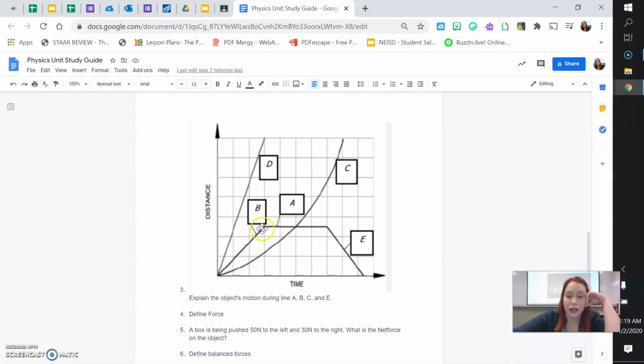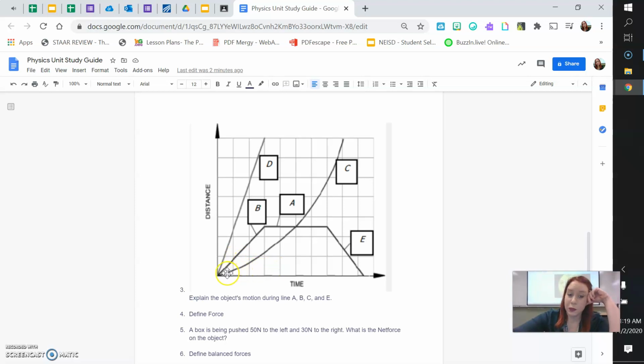we call this a constant speed. You might also see it as a steady speed. But a constant speed is a speed that does not change. So this is a constant speed. Line B showing us a constant speed.